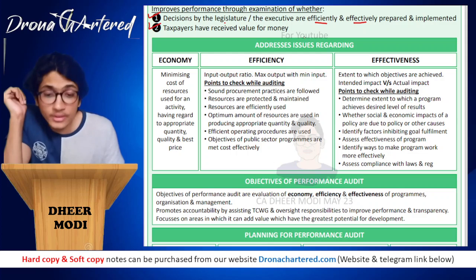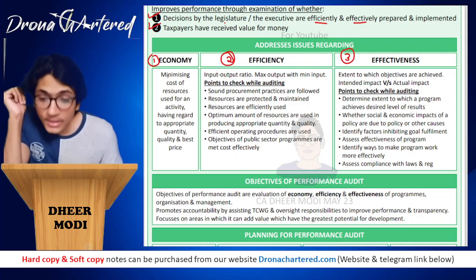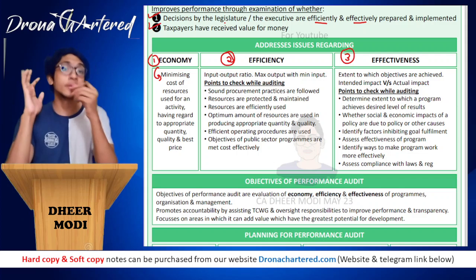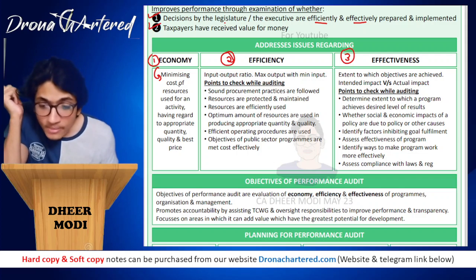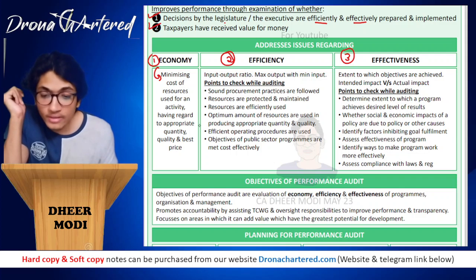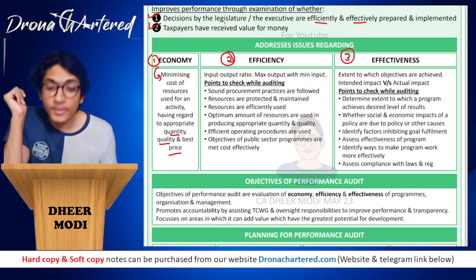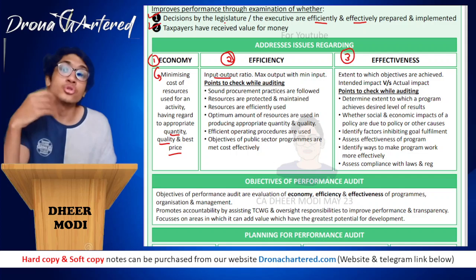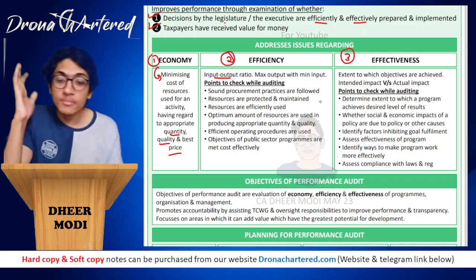Next, it addresses issues regarding economy, efficiency, and effectiveness. So if you see again, all three are there. Economy is all about minimizing the cost of resources, minimizing the amount of time that you take. Resources can be anything. It could be money, it could be time. So, minimizing the cost of resources used for an activity, having regard to appropriate quantity, quality, and the best price. Next is efficiency. Efficiency means the input-output ratio should be highest. That means you are efficient or not. Maximum output with minimum input.